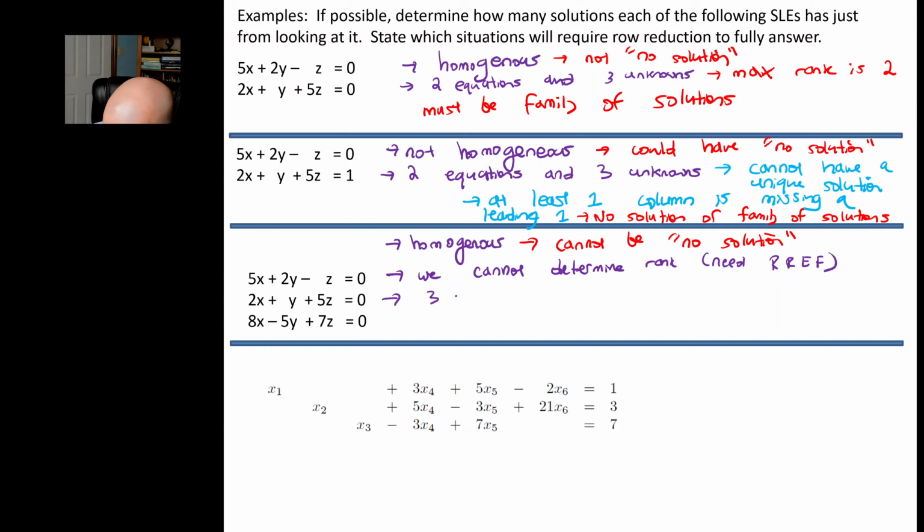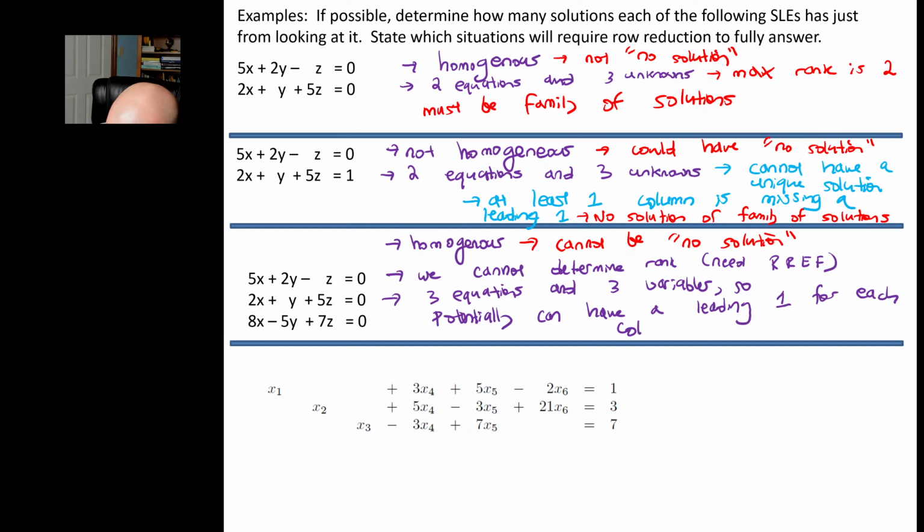Also, 3 equations and 3 unknowns, 3 variables. So potentially it can have a leading one for each column. So this one's either a family or unique.